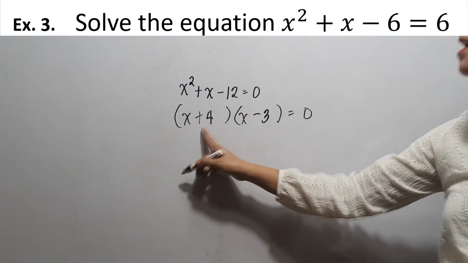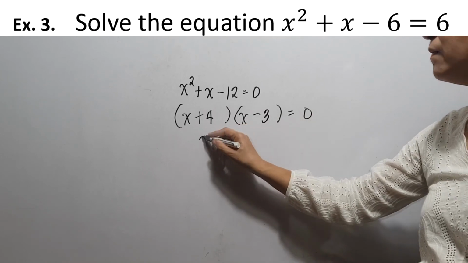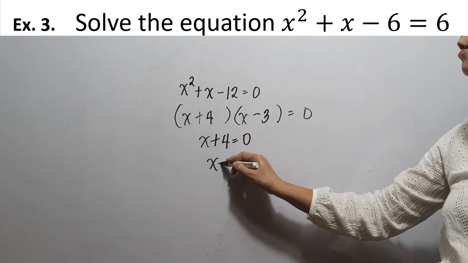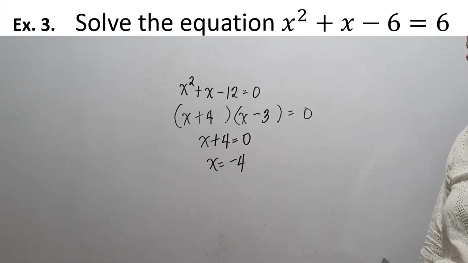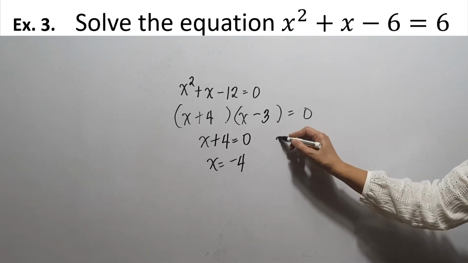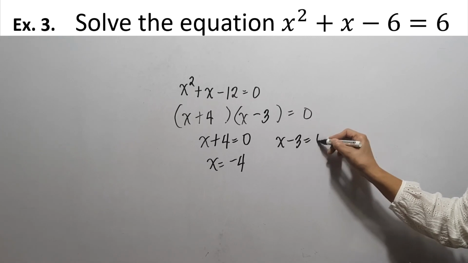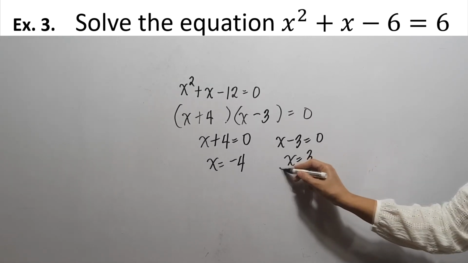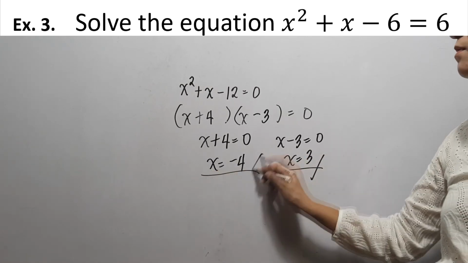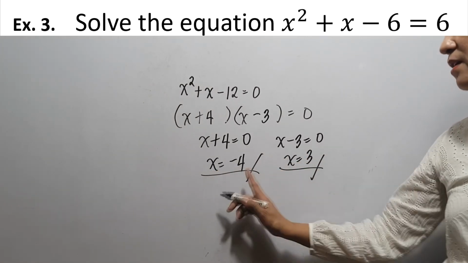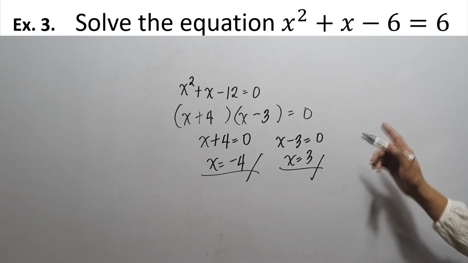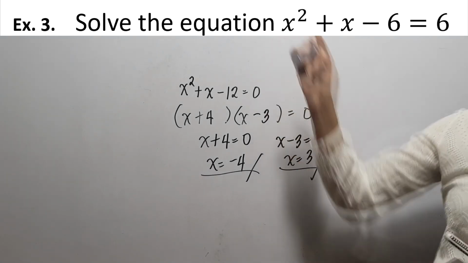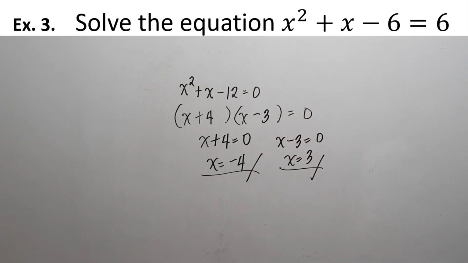Okay, so equating each factor to 0. x plus 4 equals 0, therefore x is negative 4. Then, x minus 3 equals 0, therefore x is positive 3. So, the values of x are negative 4 and positive 3. I-check nyo na lang din dun sa original equation.